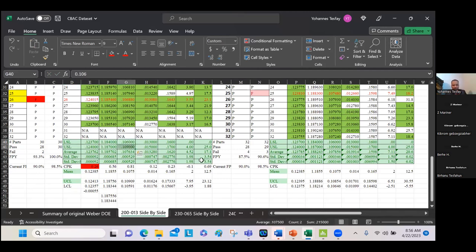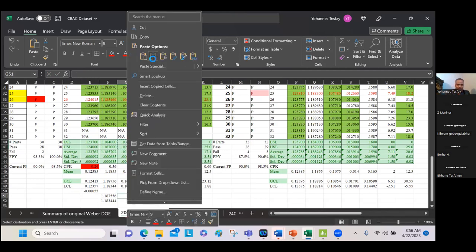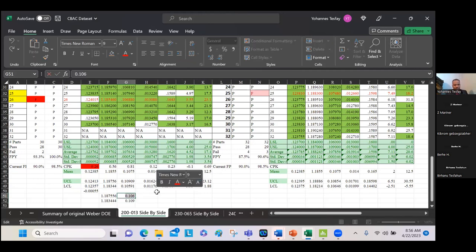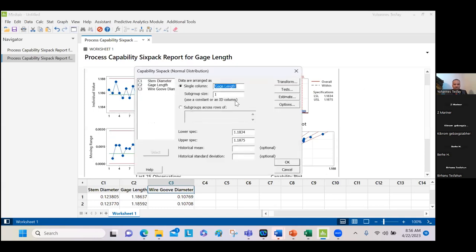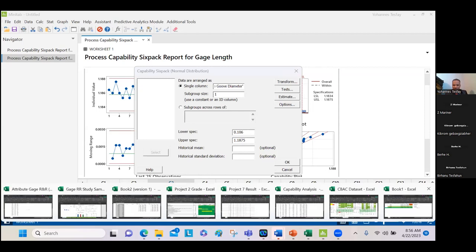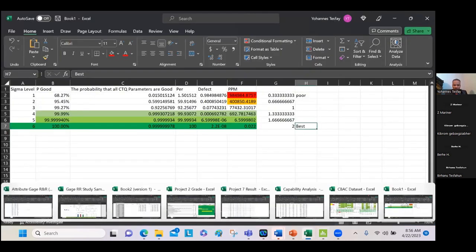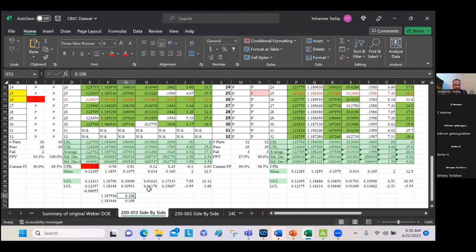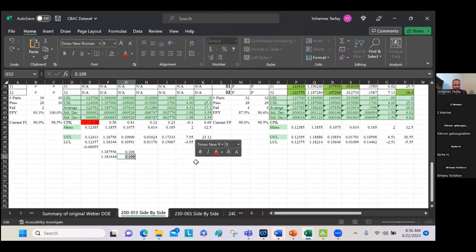So we bring them here and paste them. This is the upper specification, the lower specification limit. So I'm going to go here and I'm going to take just like that, and lower is like this, and upper is just like this.